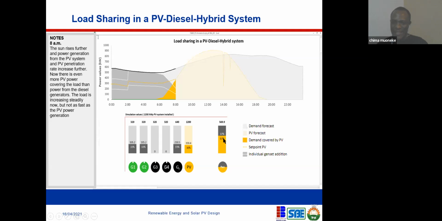I don't know if you understand. If there's a shadow cast on this solar system, if the solar system goes off suddenly, and you assume you have only one generator running, it cannot power this 569.9 kilowatt load. That's why you need these two generators. So if anything happens to this solar system because of its intermittency, its unreliability, if there's a shadow or somebody blocks it and the power supply from this solar panel drops, you have enough capacity from these two generators to take care of this demand. And that's why you have two generators running, just for the sake of reliability.